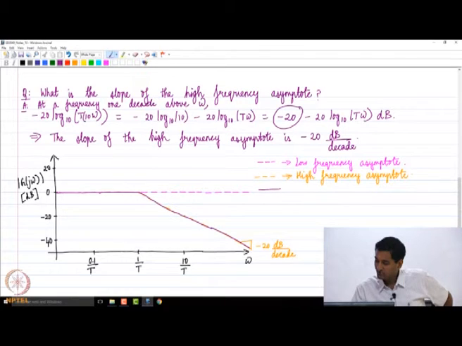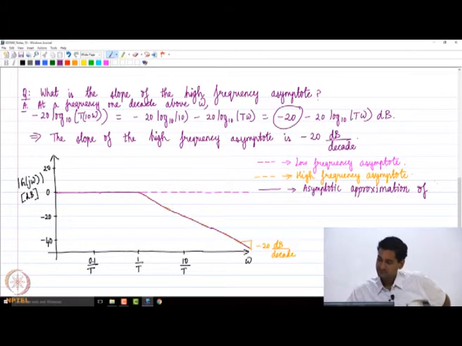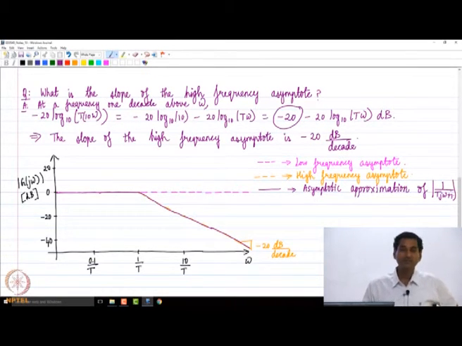So what I have drawn in the maroon solid line is the asymptotic approximation of g of s = 1 by Ts plus 1, the magnitude of 1 by Tj omega plus 1, okay, that is what I have done. But that is enough for drawing by hand as far as the exams and homeworks are concerned, okay.